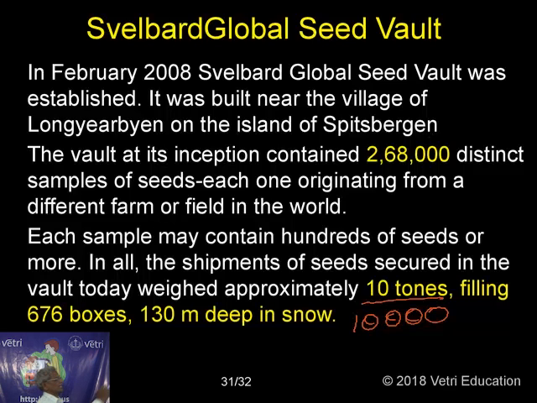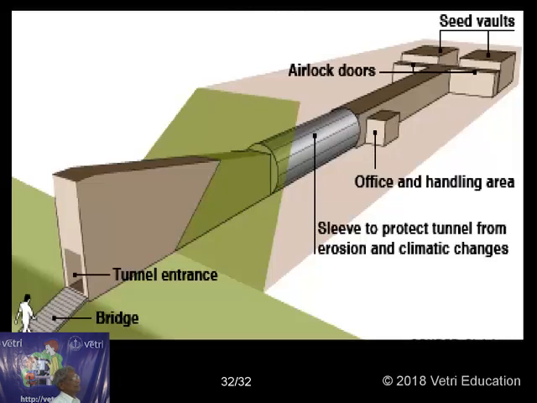See how much care has been taken for protecting. My next slide, a beautiful slide, will show how this has been done. See, first there will be a bridge. If the bridge is closed, no one can approach. It is connected by a bridge. So there will be a tunnel entrance here. There is an office and a handling area. So airlock doors will be there. The seed vaults are here.